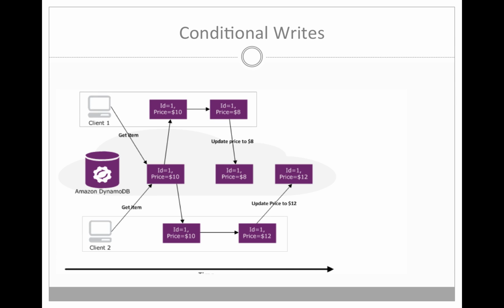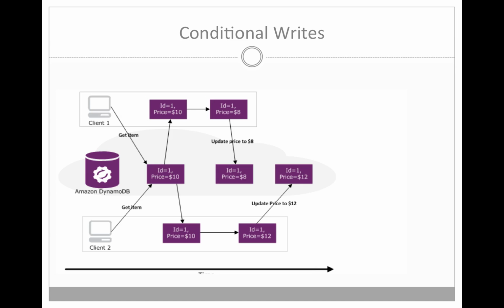Now, one of the things that DynamoDB does provide is conditional writes. In this diagram, what you're seeing is we have DynamoDB in the middle, and client 1 and client 2 retrieving the data at the same time. What happens in this scenario is that client 1 retrieves the data, and sometime down the road, client 2 retrieves the data. Now, client 2 decides to update the data to some price.